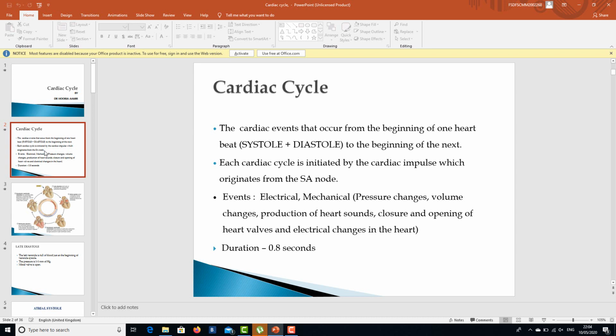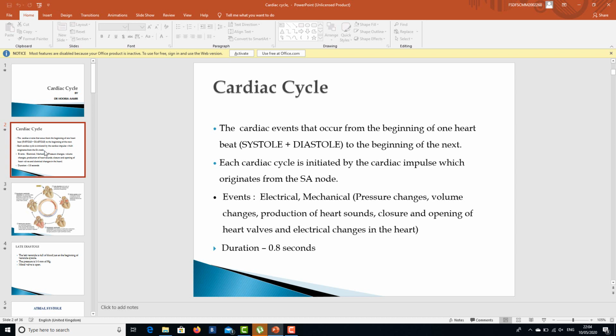Now, broadly speaking, the cardiac cycle is composed of two portions. One is the period of contraction and the other is the period of relaxation. The period of contraction has been given the name of systole and the period of relaxation has been given the name of diastole.